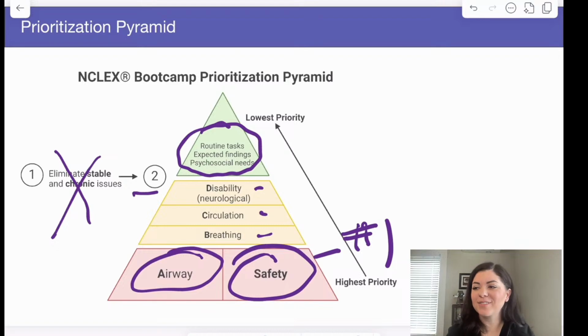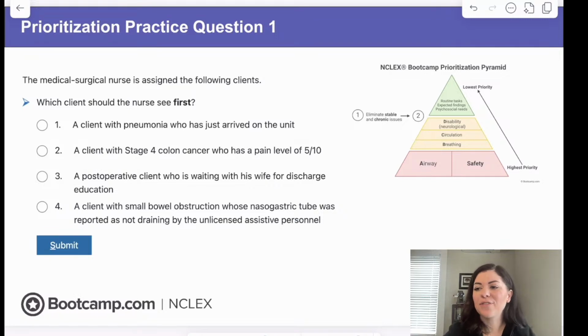So I know that was a lot I just threw at you guys with that pyramid, but that's really laying the groundwork, and we're going to use this pyramid as we navigate these next couple of practice questions. Okay, so let's get into the first question. The medical surgical nurse is assigned the following clients. Which client should the nurse see first? So once again, pay close attention to the stem of the question and what it's actually asking you, because these prioritization questions are formatted in many different ways.